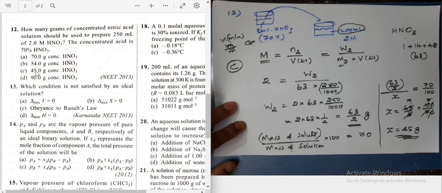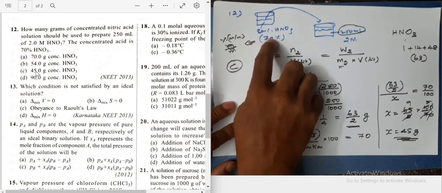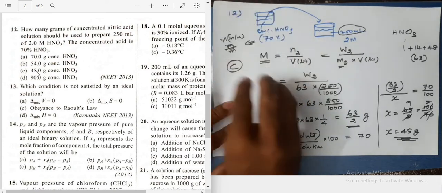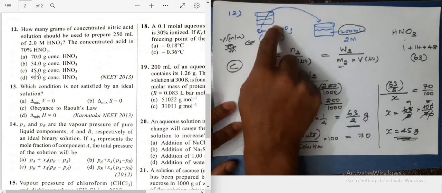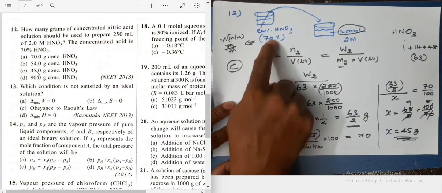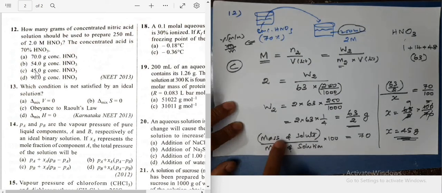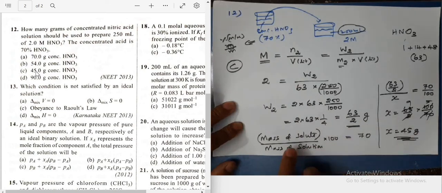How is it the same, sir? Because this solution is 70%, which means it contains a huge amount of nitric acid, and along with it you have water also. To get exactly 63 by 2 gram of nitric acid, the concentration given is mass by mass, and you know the definition: mass of solute by mass of solution into 100 equals the percentage. The percentage given is 70. Now observe this carefully.